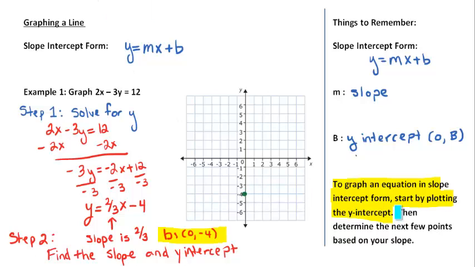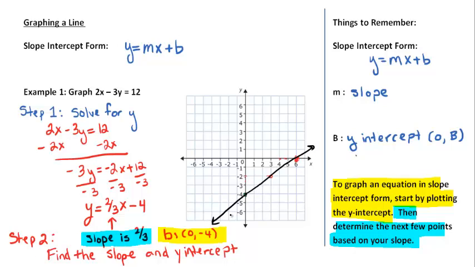My next step is to then determine the next few points based on our slope. If my slope is 2/3, that means from that original point, my y-intercept or my b value, I want to count vertically up 2 units and then to the right horizontally 3 units. And when I get there, I'm going to put a point. Then I'm going to do it again, up 2 units and to the right 3 units. I'm going to continue doing this as many times as possible.